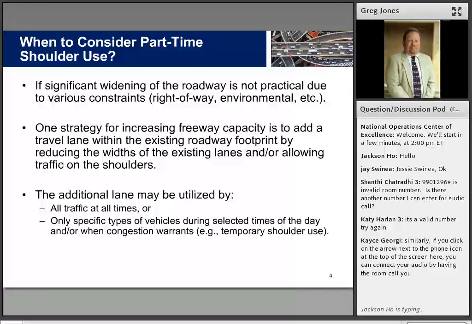So that's usually can be done within the existing template of the roadway that you have, or maybe just some very minor widening to add width on the shoulders. The additional lane could be utilized by general purpose usage of all vehicles, or you could specify the types of vehicles that would utilize it during those select times of the day when the congestion warrants that.